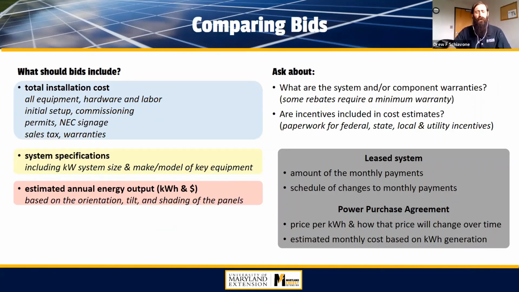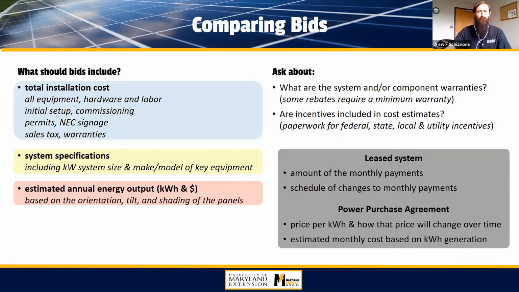Bids, if you get a bid, I would recommend getting at least 3 bids. I mean, this kind of common sense applies to any bid that you receive for any kind of contracting work, but we'll talk in terms of solar photovoltaics. Make sure all the installation costs are included, the hardware, the labor, and everything else. Include the system specification. So how big is the system in terms of the power, kilowatt power, all the make and model of the equipment, and also you want to look at how they've estimated the energy output.